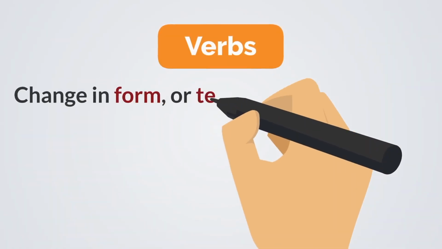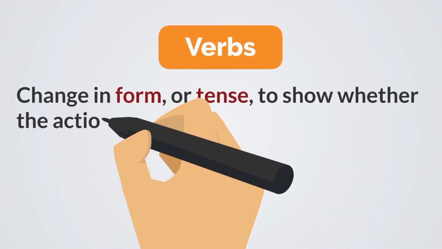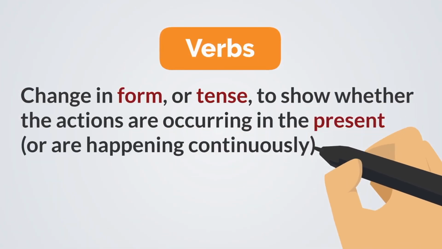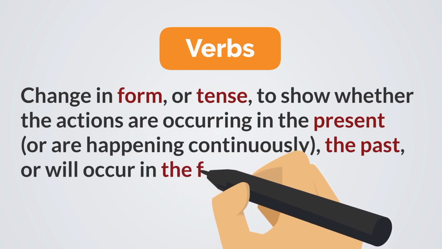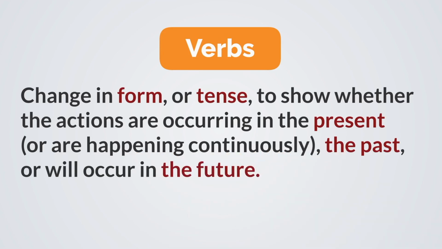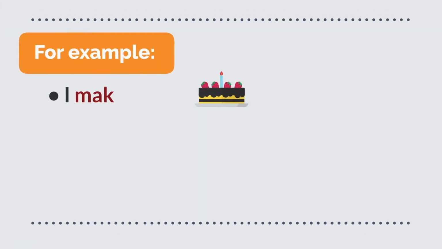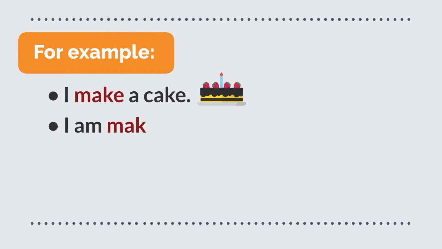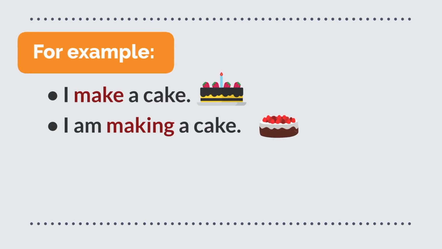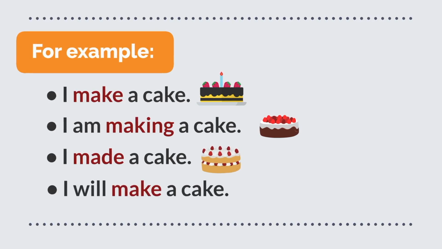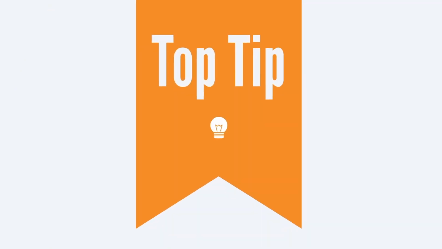Verbs change in form or tense to show whether the actions are occurring in the present or are happening continuously, the past, or will occur in the future. I make a cake. I am making a cake. I made a cake. I will make a cake.